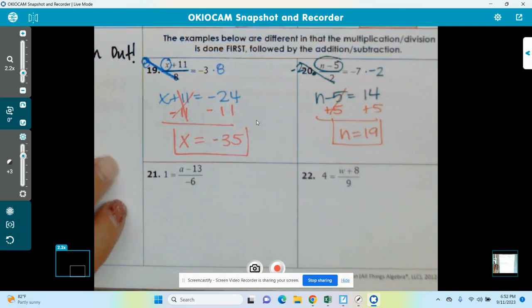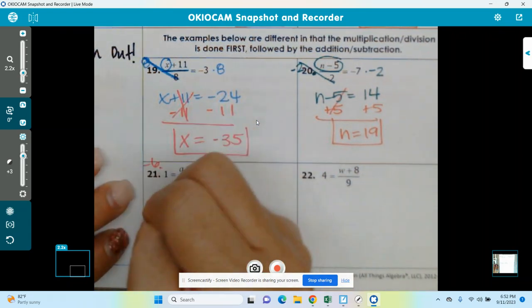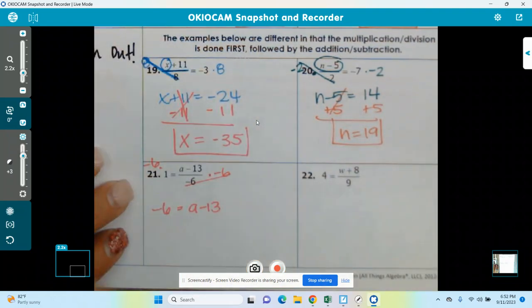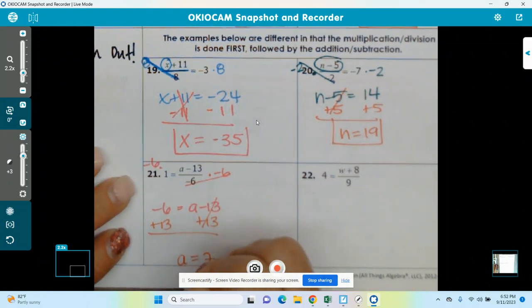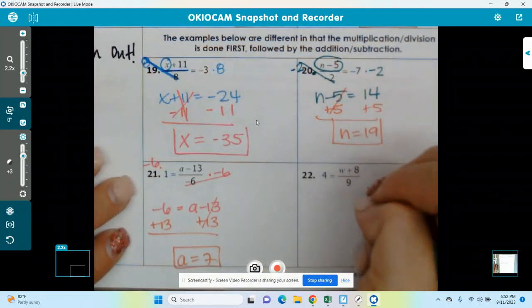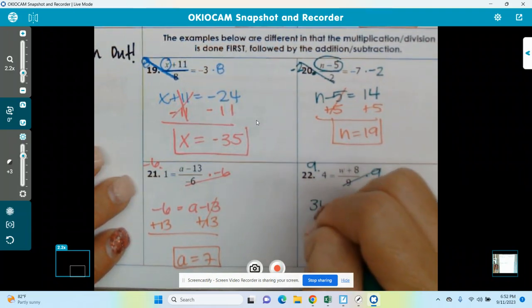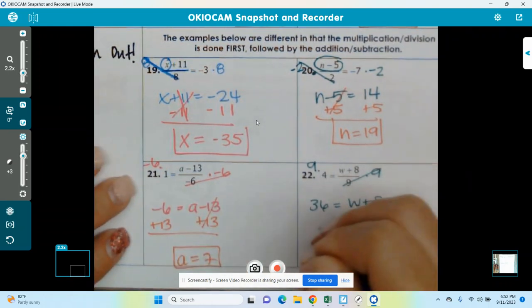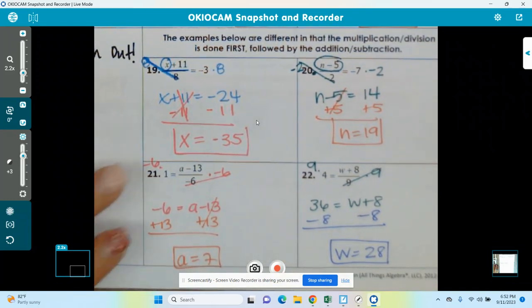Okay. Go ahead and try number 21 and 22 for me. Pause my video so that I can go through and work these out and you don't have the answers. Okay, so you should have gotten 7 and 28.